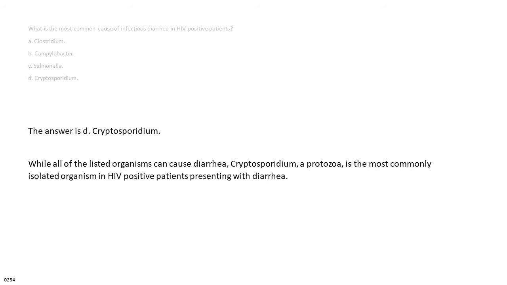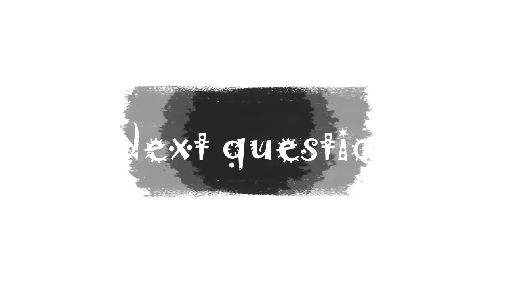The answer is D. Cryptosporidium. While all of the listed organisms can cause diarrhea, Cryptosporidium, a protozoa, is the most commonly isolated organism in HIV-positive patients presenting with diarrhea.